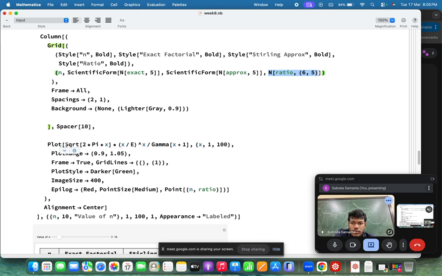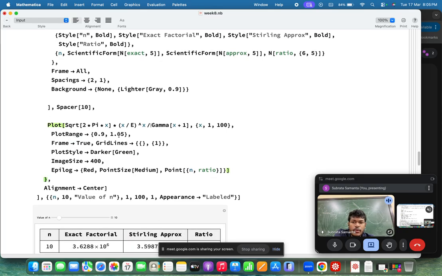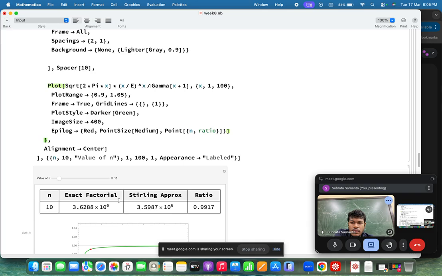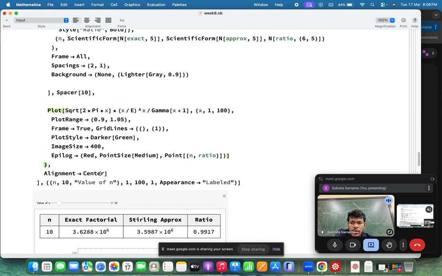Basically I plot here the square root of 2 pi x times x over e to the power x over Gamma of x plus 1. Here I am not using factorial, since Gamma of x plus 1 is basically x factorial, so I use the gamma function. My x varies from 1 to 100, I plot this, and n also changes. I also put an epilog on these plots for n.